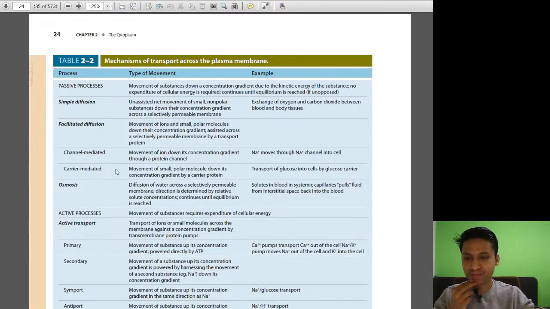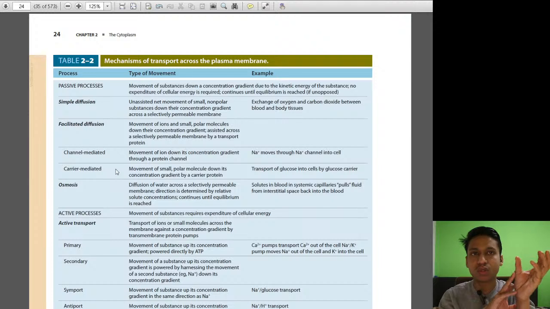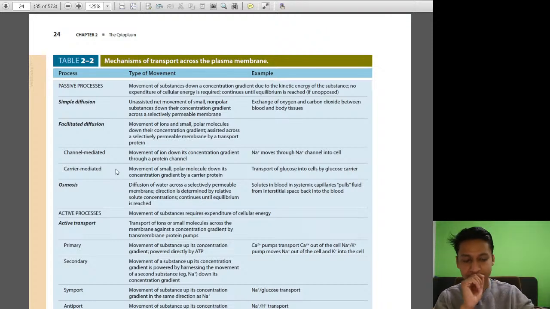And next is the carrier. Carrier is basically the movement of protein that is like a flipping movement, and it's also down the concentration gradient by a carrier protein. We also need to remember the porins, aquaporins, that were responsible for movement of water with this specialized protein, aquaporins.